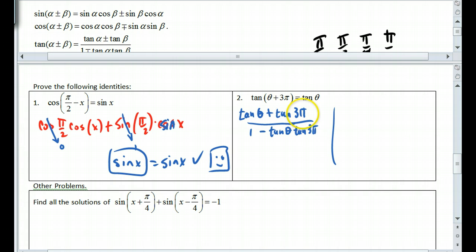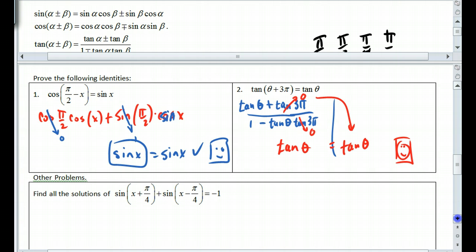Now what is the tangent of 3 pi? Well, the tangent of 3 pi is going to be the same thing as the tangent of 0. So when I look at this, I want to say, well, this is the tangent of 0. So the tangent of 3 pi is going to be 0. So I'm just left with the tangent of theta over 1. So this is the tangent of theta. And to show this, I bring this other one down, which is right there. So tangent of theta is equal to tangent theta. No big deal.